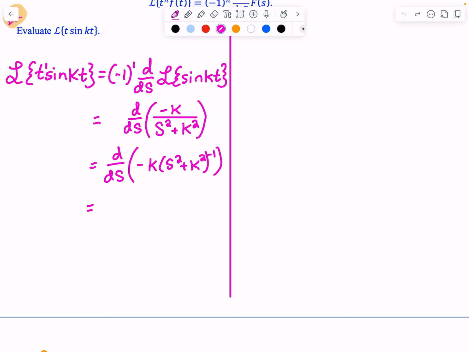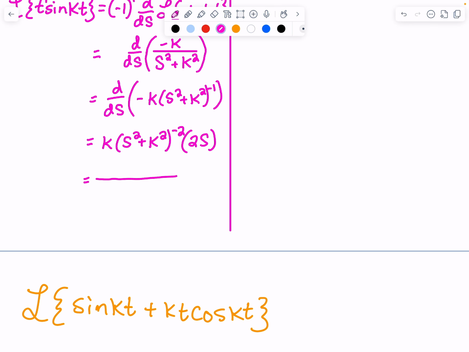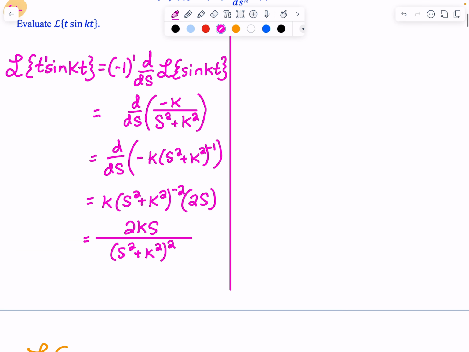So if I take the derivative, -1 comes down. I get k times s squared plus k squared to the -2, and then it's going to be times 2s. It's the chain rule. All right, so what that gets me then is 2ks, and then the other thing goes to the bottom. So there's our sine definition.